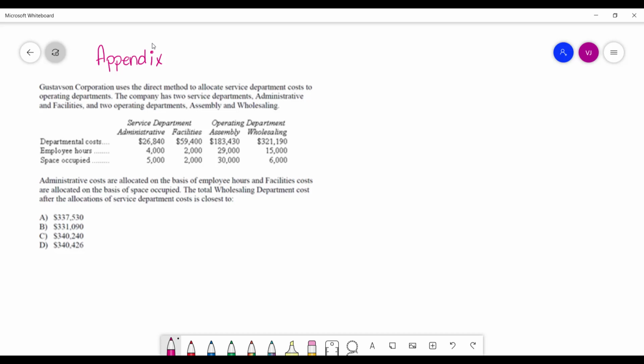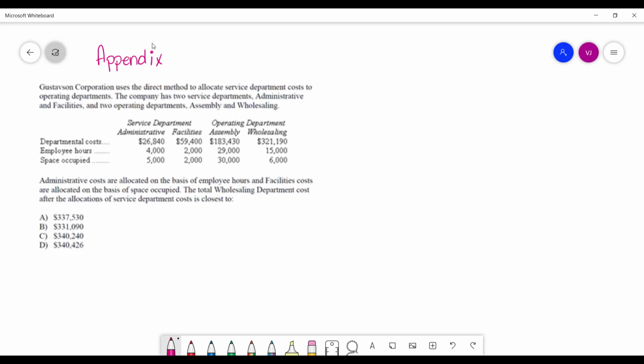Here they say administrative costs are allocated on the basis of employee hours. So depending on how many employee hours the assembly and wholesaling departments use, we will use those figures to determine how much of that $26,840 each will get. We'll do the same with facilities, but facilities has a different allocation base: facilities costs are allocated on the basis of space occupied. Whichever operating department uses more space will bear more of the facilities costs.